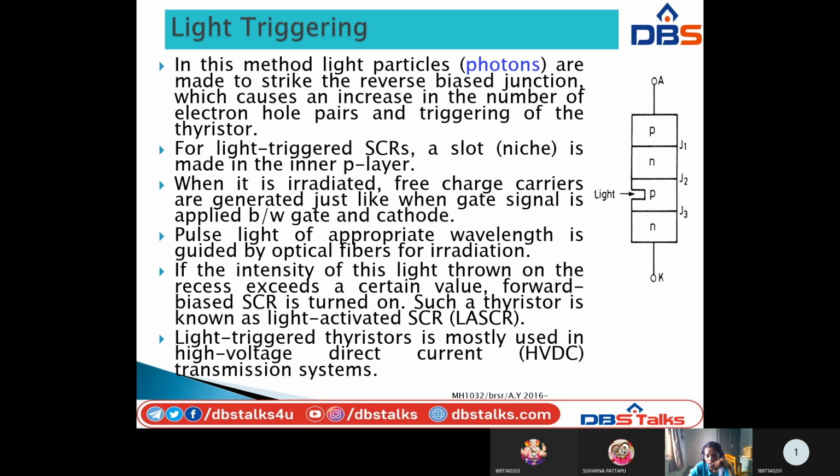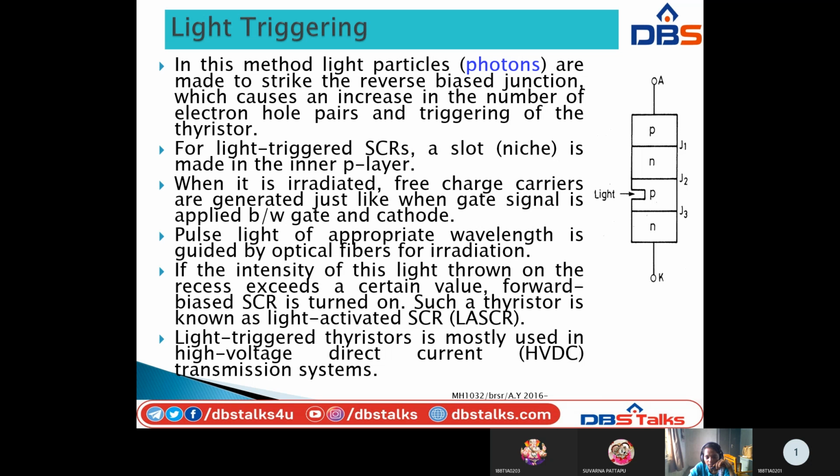For a light triggered SCR, a slot is made in the inner P layer, and when it is irradiated, free charge carriers are generated, just like when a gate signal is applied between the gate and cathode. A light pulse of appropriate wavelength is guided by an optical fiber for irradiation. If the intensity of the light thrown on the recess exceeds a certain value, the forward biased SCR is turned on. Such a thyristor is known as a light activated SCR.